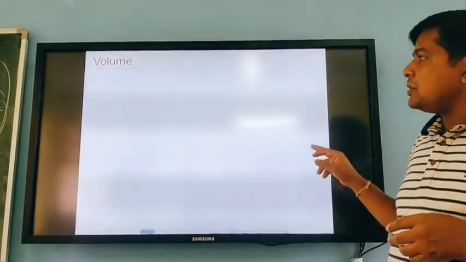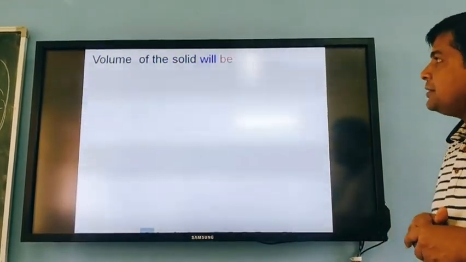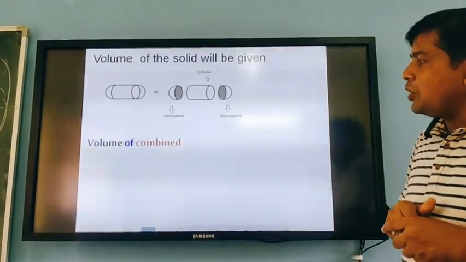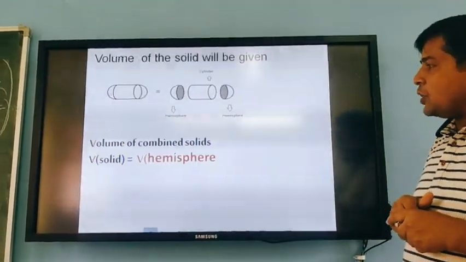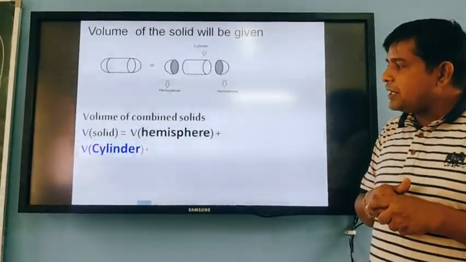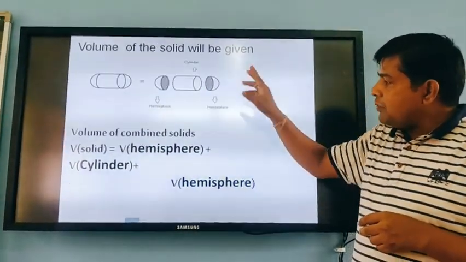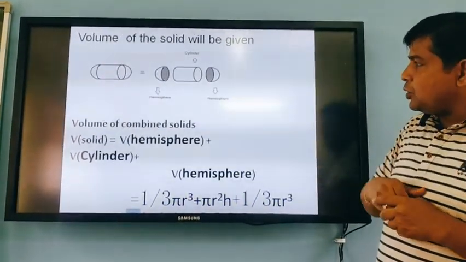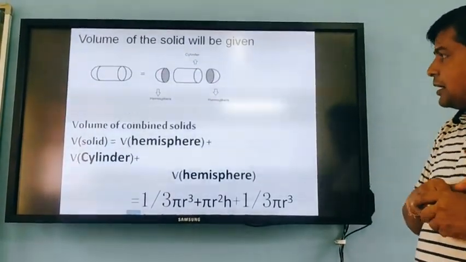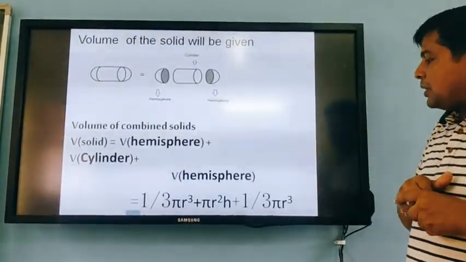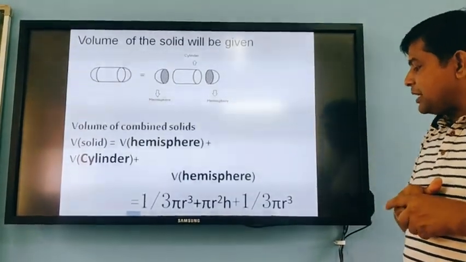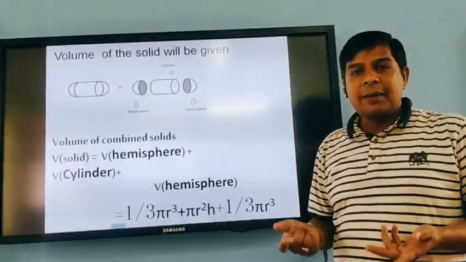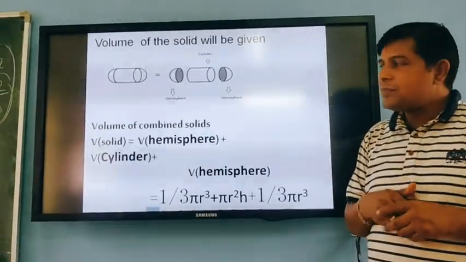Similarly, we can find out the volume of the solid for the same figure again. So volume of the combined solid, V solid, is equal to volume of hemisphere plus volume of cylinder plus again volume of hemisphere. We put the formulas: 1/3 pi r cube for hemisphere volume, pi r square h for cylinder volume, and again for hemisphere volume, 1/3 pi r cube. Thus we can find out the volume of this capsule, which is a combination of 3 solid shapes.